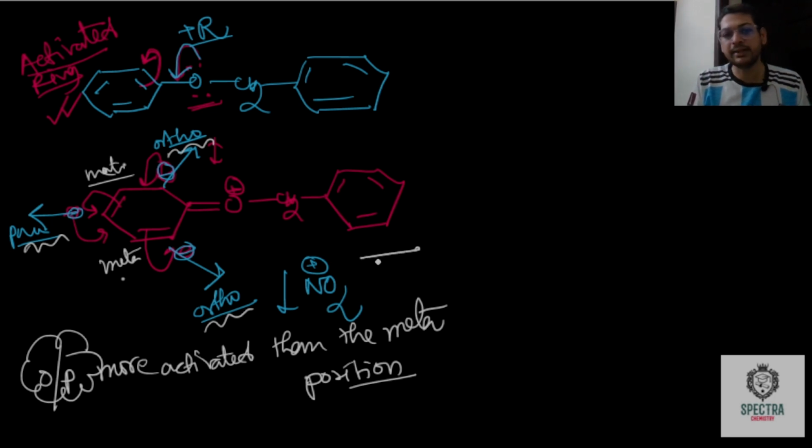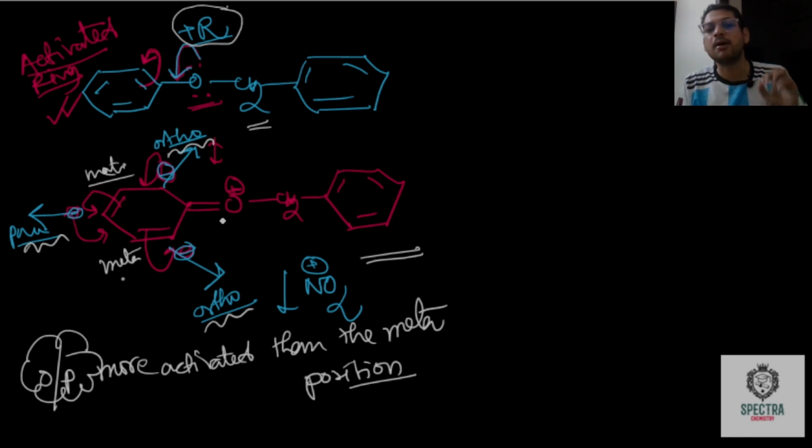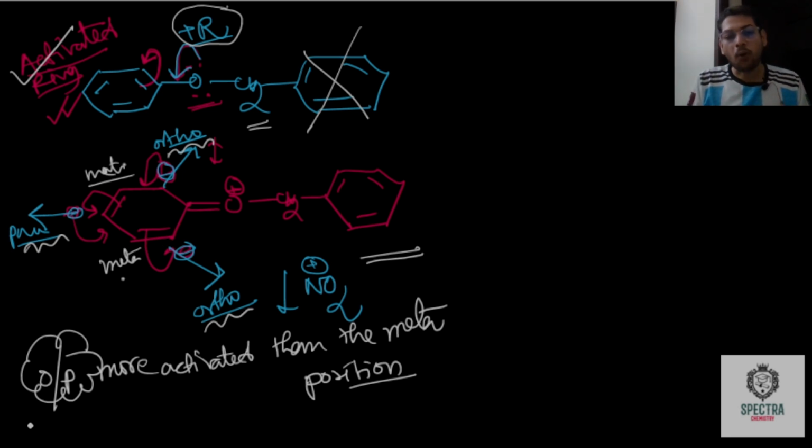Sir, what about this ring? This ring is not that much activated. Obviously, this ring is activated by the hyperconjugation of this CH2 group, but resonance is always the most predominating factor. So first thing first, eliminate this ring. In this ring, the reaction will not take place. The reaction will take place in the activated ring, and in the activated ring, at the ortho or para position.